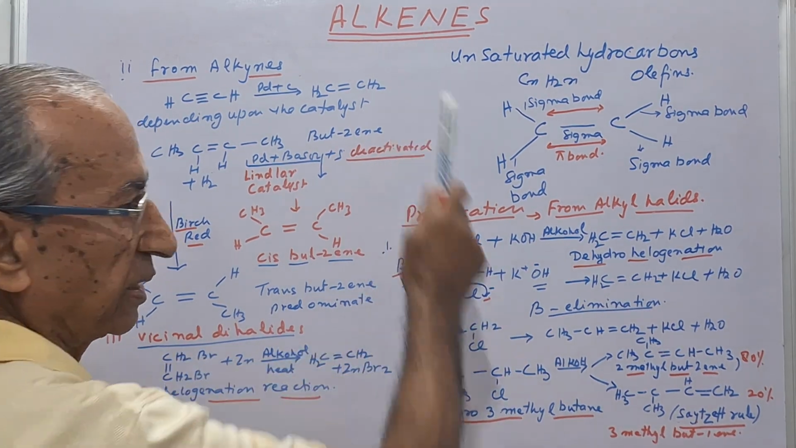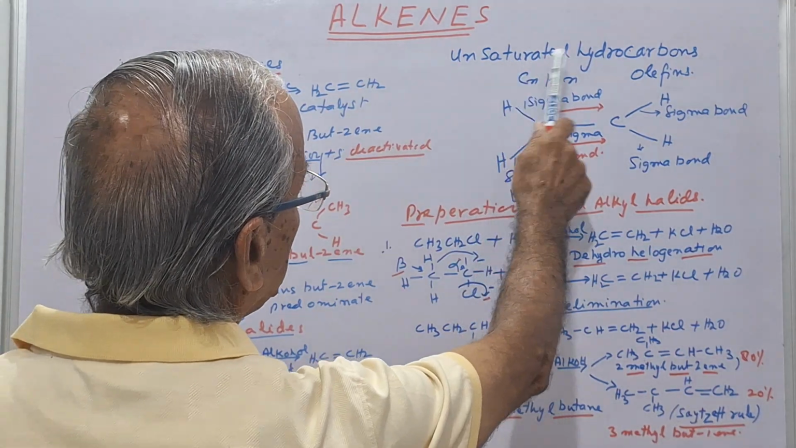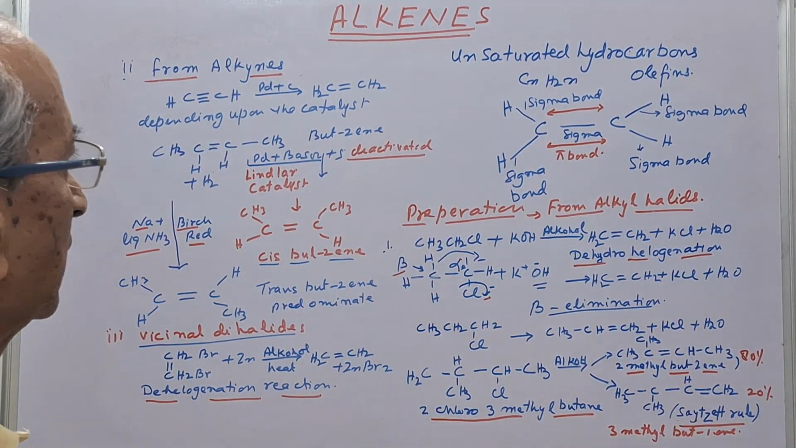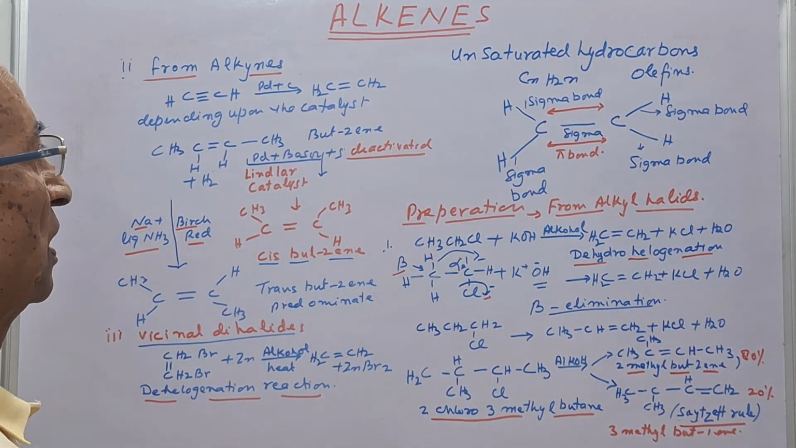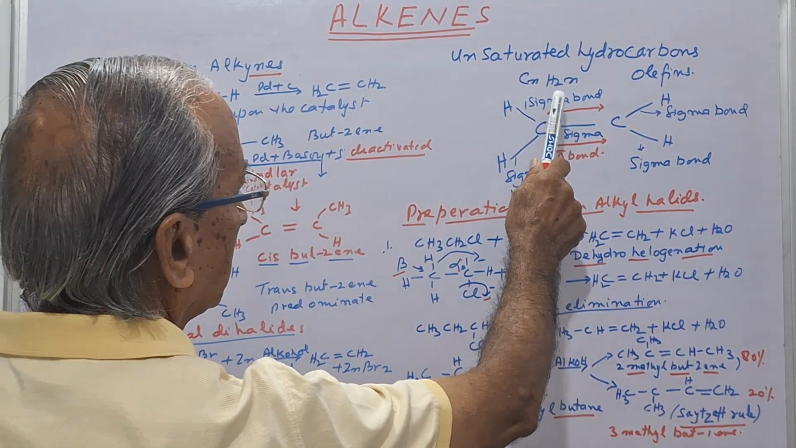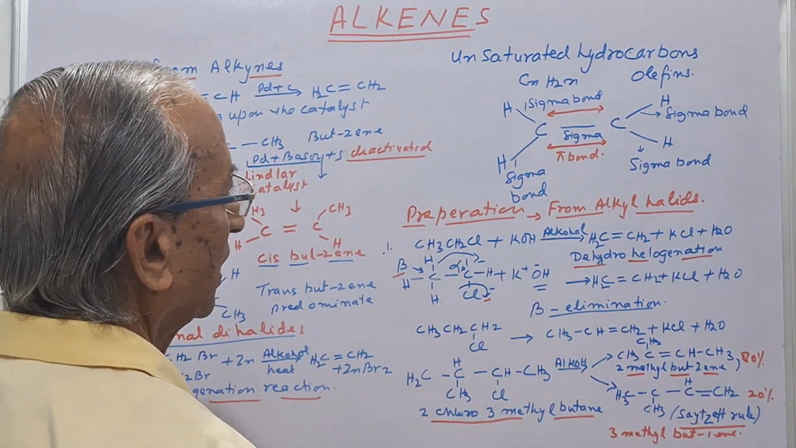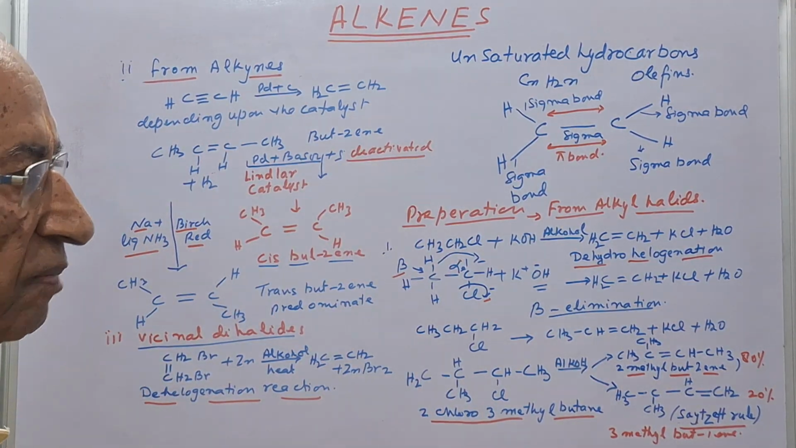See, alkenes. These are the unsaturated hydrocarbons having a double bond between the carbon and the carbon, and its general formula is CnH2n, and these are also known as the olefins.